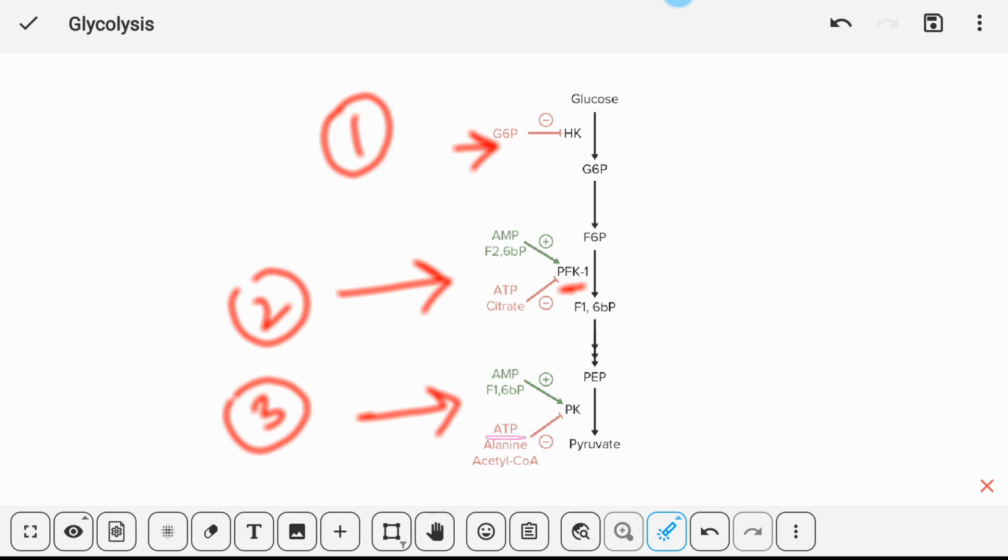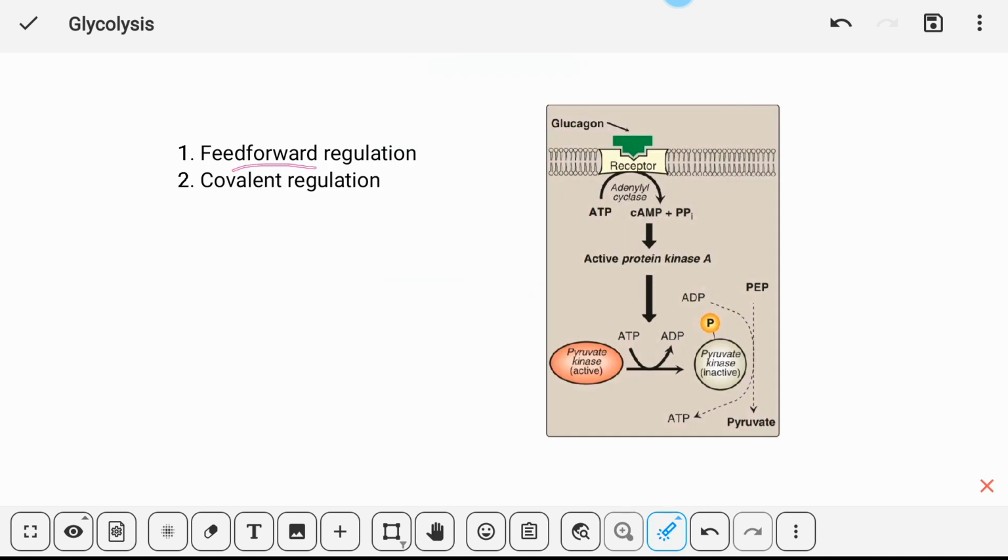Some high energy signals like ATP and acetyl-CoA will inhibit the enzyme pyruvate kinase, whereas AMP and fructose 1,6-bisphosphate will activate the enzyme. I have explained the feed-forward regulation of this enzyme. Now let's have a look at the covalent regulation, which is done in the presence of glucagon hormone. Let's imagine that glucagon is high. Glucagon is a fasting hormone which is present in the states of fasting when energy levels are low, when a person is not taking his meal.